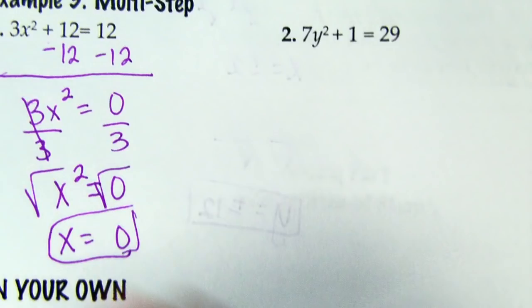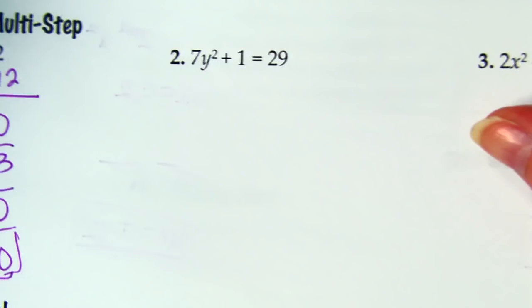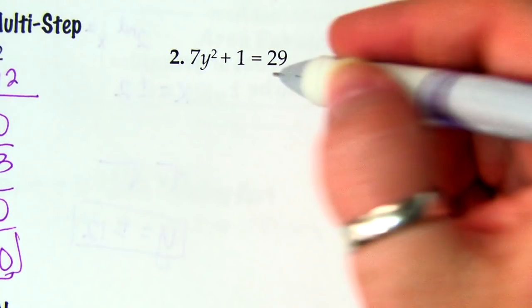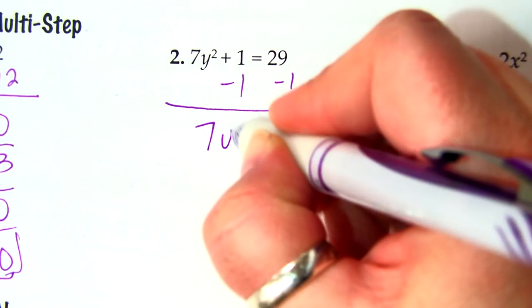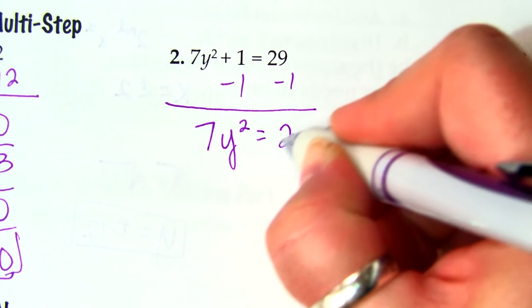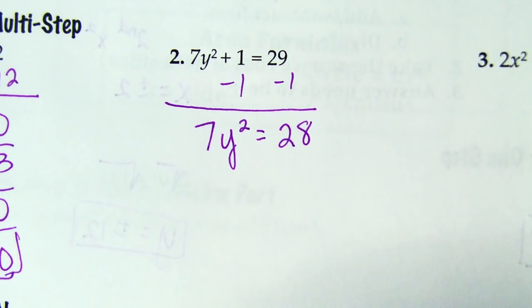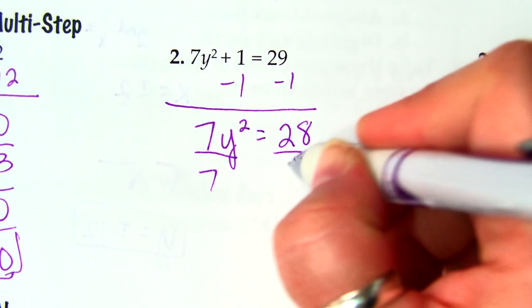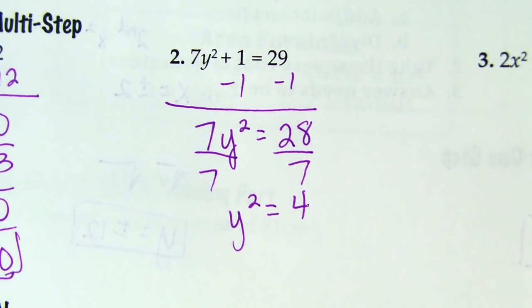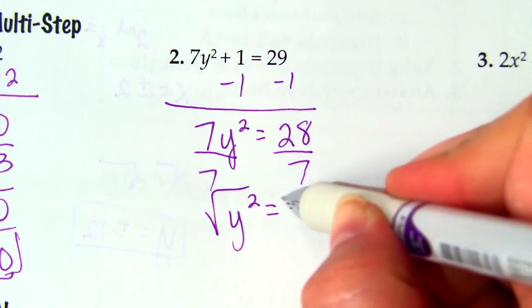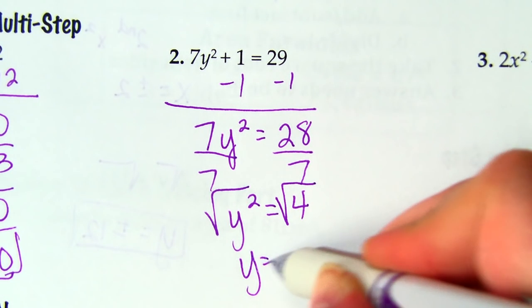Number 2, so the very first thing we need to do is move that 1, so we're going to subtract to the other side. 7y squared equals 28, and then divide by 7 on both sides. Y squared equals 4. Now that y squared is by itself, take the square root, so y equals positive and negative 2.